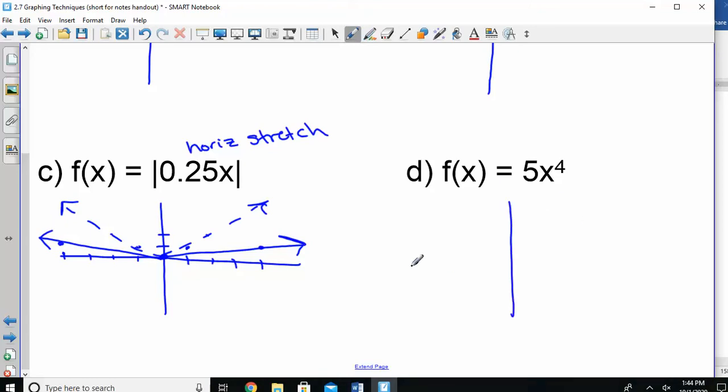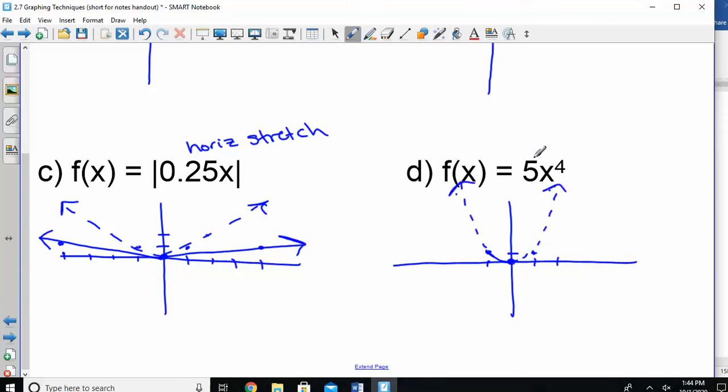Alright, last one of these. X to the 4th, it wasn't one of my parent functions that I made you guys do yesterday. But we can get a graph. 0 to the 4th is just 0. 1 to the 4th is 1. Negative 1 to the 4th is 1. What's 2 to the 4th? 16. I don't really want to graph that, but can you tell what this is going to look like? It's just a skinny parabola. That's all it is. So enough to get our parent function here.